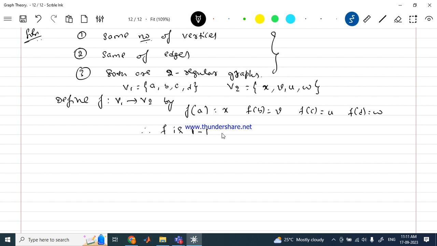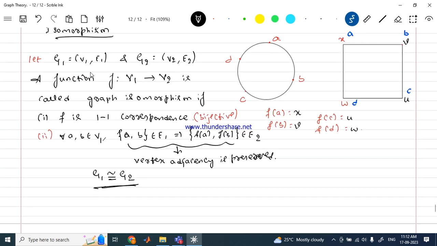You need not prove it, as we already know. If it is both one-to-one and onto, it is definitely a bijective function. That's what I've written: f is a one-to-one correspondence. So the first part of the definition is done. This condition is proved.